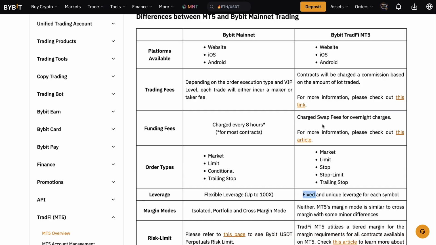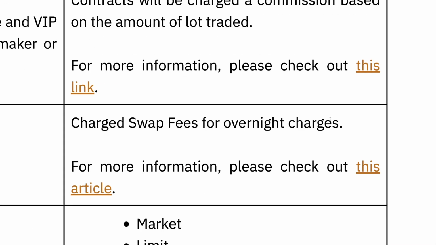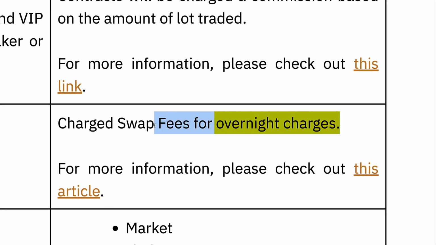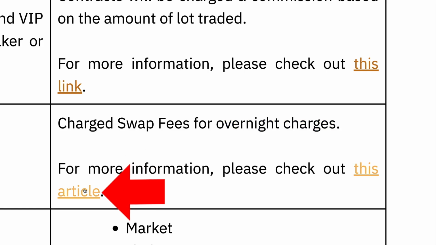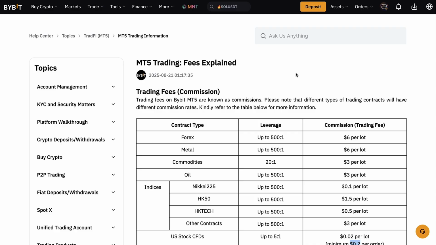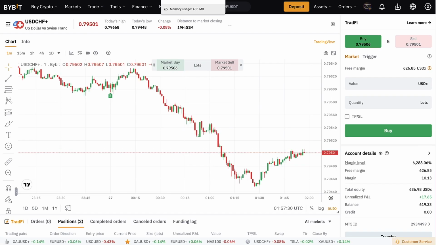One thing you must be aware of is that with TradFi, there may be these overnight charges if you leave your trades open overnight or throughout the weekend. You may check out more information in this article, which takes you to this fee page. All that background info being said, let me show you a couple of examples in practice with Forex, with gold and a couple of other assets as well.